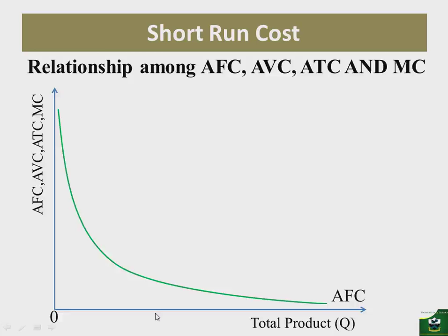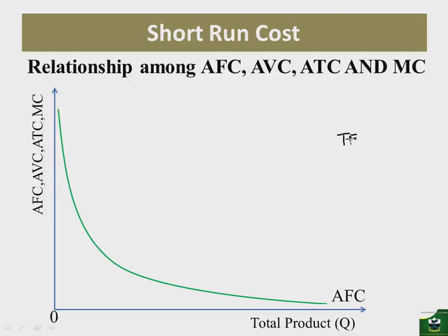Now, our average fixed cost curve is downward sloping, and it will be approaching the horizontal axis asymptotically. This is because the denominator, which is the Q in total fixed cost divided by Q, will be increasing whilst the numerator is constant, and this will cause the whole ratio to be reducing.